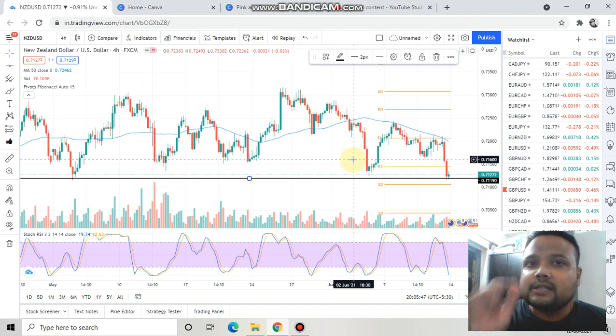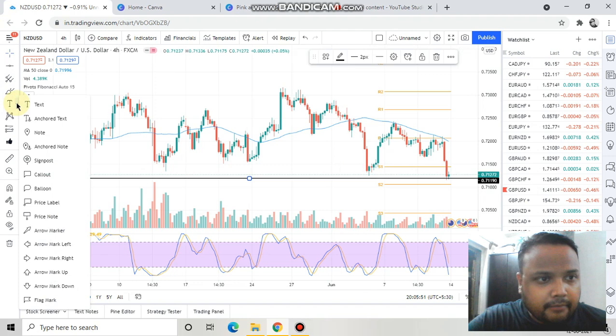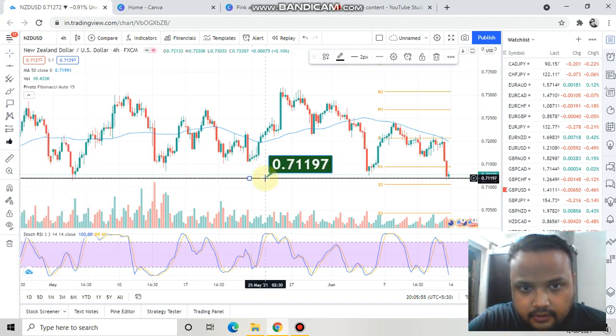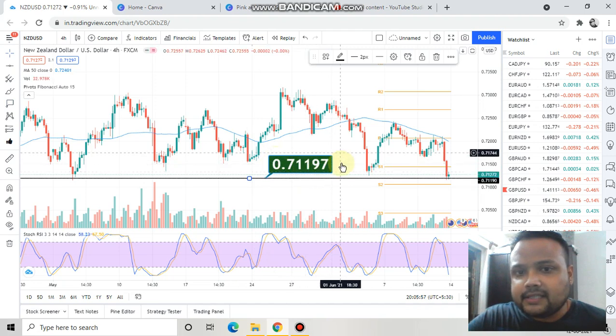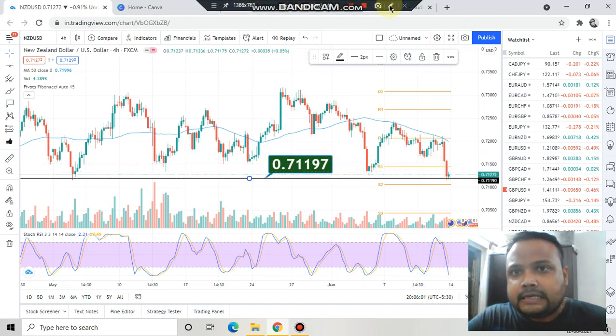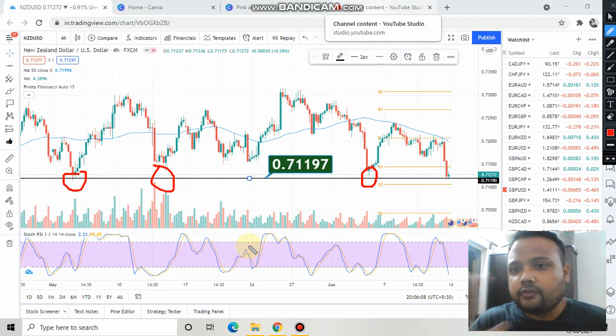But one thing we must understand here, let me mark the level first. So this is the current market price here. Right now the market is standing here, and you can see that this level is also a support for the market.